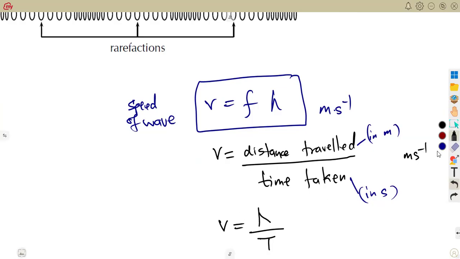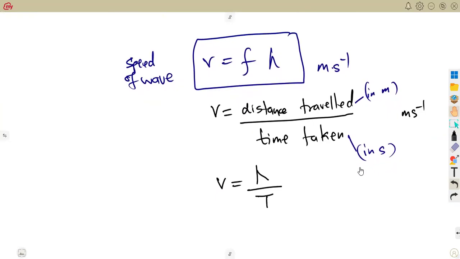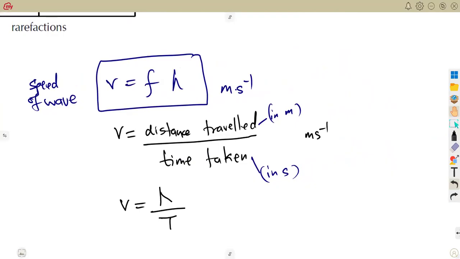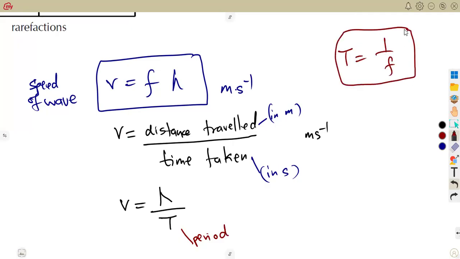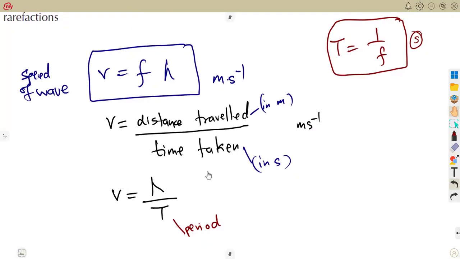Whatever you are given, you are going to substitute your values to find what is required. Remember the T, which is our period. We talked about this period in our previous class. Remember, guys, T is equal to 1 over frequency, and it is measured in seconds. So once you take these into consideration, you are not going to have a problem.